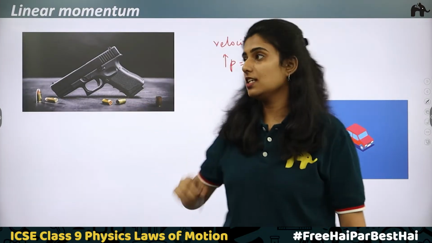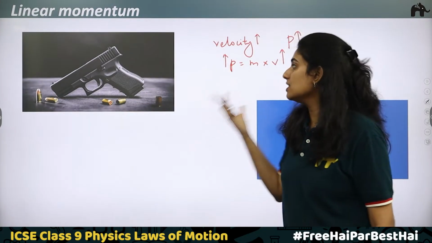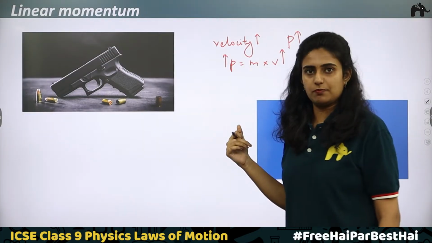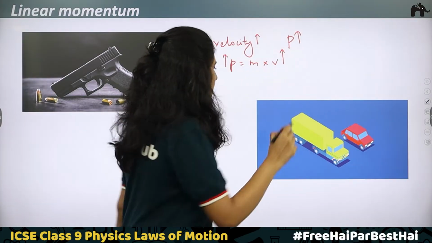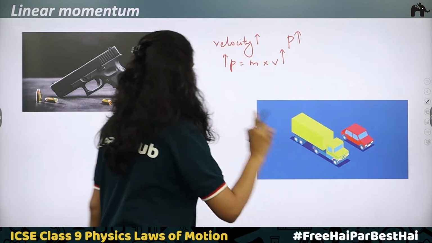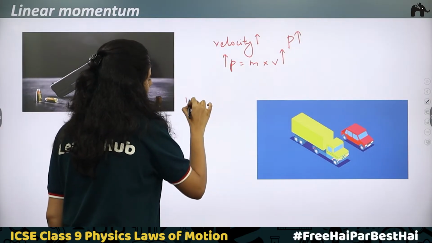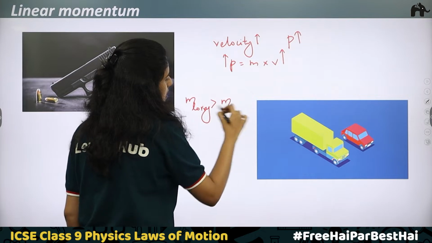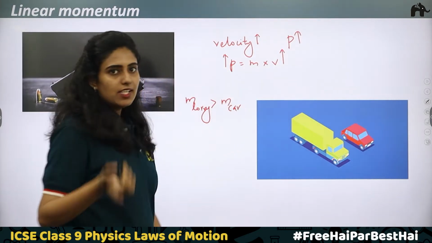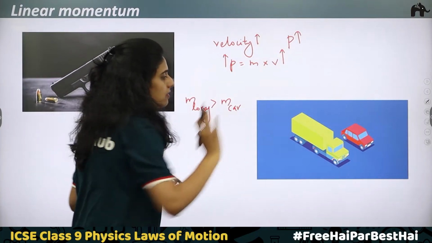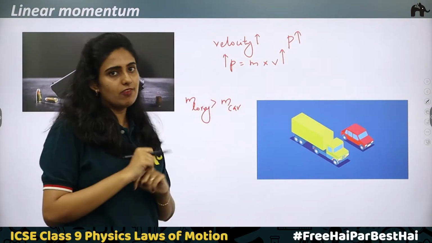And due to this reason, the impact produced, the force, is higher, and then it will cause a greater harm. Take another case. There is a car and there is a lorry. Which is massive? We know that the mass of the lorry is greater than the mass of the car. In which case will the momentum be higher? Let's say that both of these vehicles are moving with the same velocity.